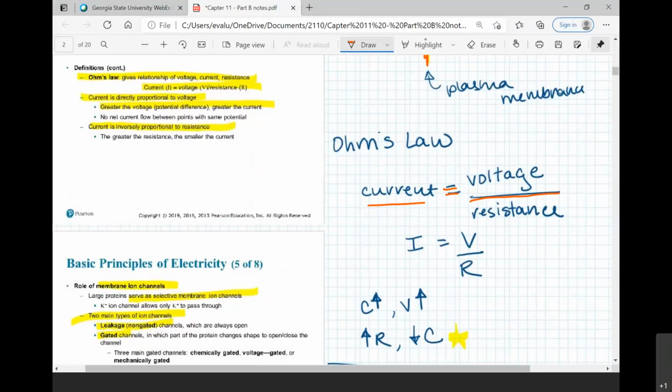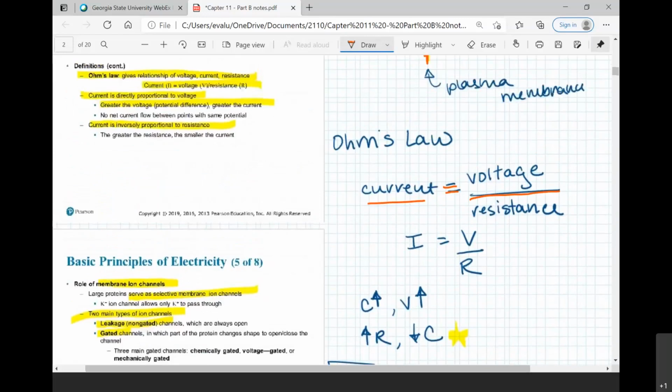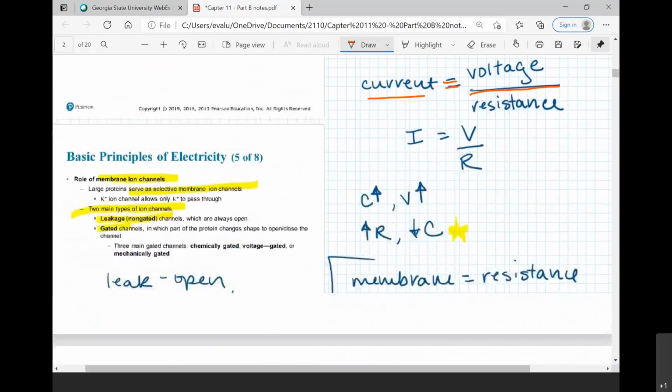So I equals V over R is going to be the term you're going to see. We're not going to be doing math for Ohm's law, so you don't necessarily need to memorize this verbatim, but you need to know what's going on. What is going on is this basic idea of membrane channels.